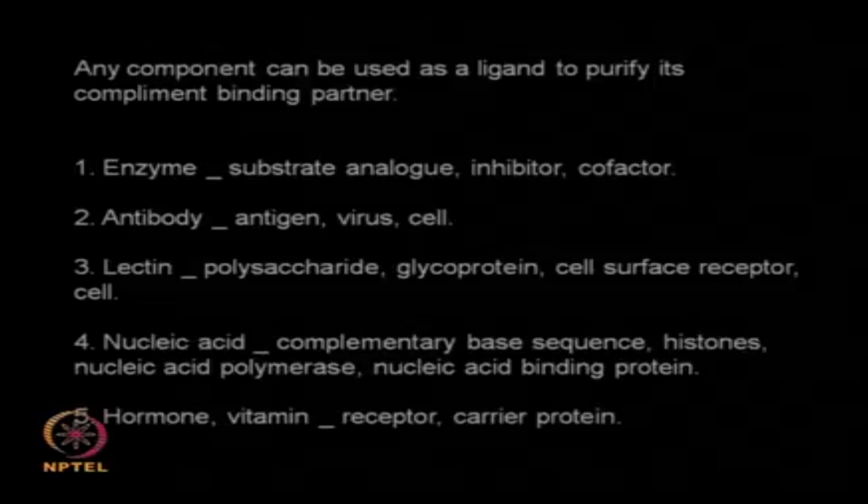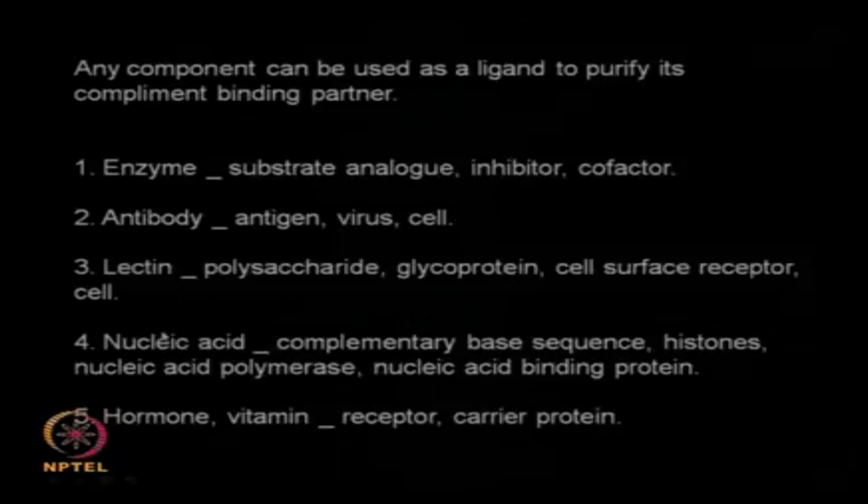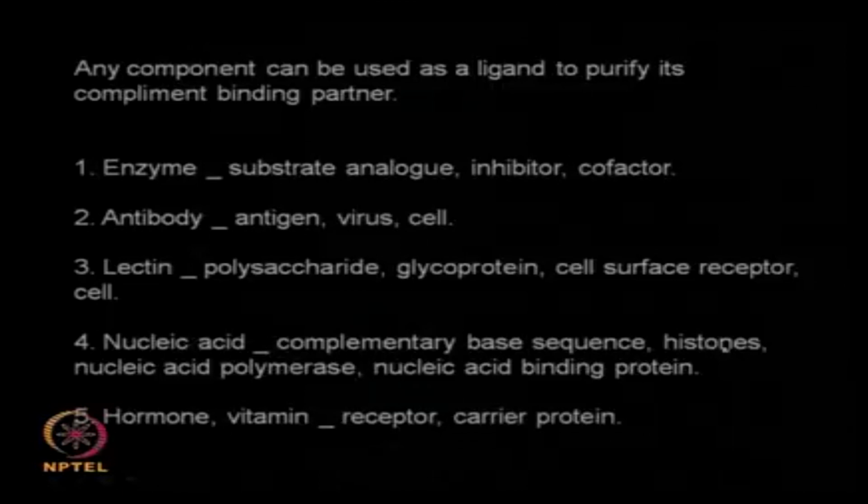So we can use any type of component as a ligand to purify its complementary binding partner. Okay, so you have a complementary binding partner and you have a ligand which is immobilized. So you can have an enzyme substrate analog, enzyme substrate inhibitor, cofactor, we can have antibody antigen, antibody virus, antibody cell, you can have lectin polysaccharide or lectin glycoprotein or lectin cell surface receptor, you can have a nucleic acid, you can have complementary base sequences, nucleic acid histones, nucleic acid polymerase or nucleic acid binding protein. If you have hormone vitamin, we can have a receptor or carrier protein.